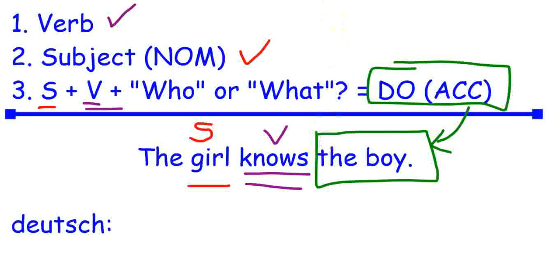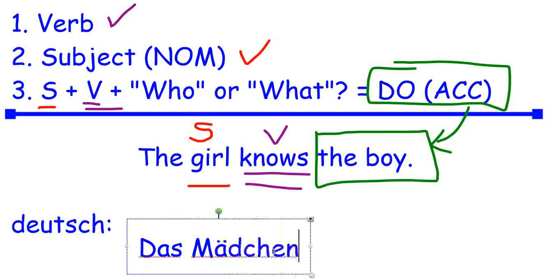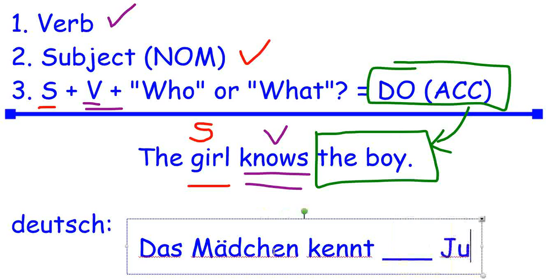So, how would I write this in German? The girl is the subject. Das Mädchen knows. Kennen is to know. Ich kenne, du kennst, sie, es kennt. Das Mädchen kennt blank Junge. I want to come back to that.